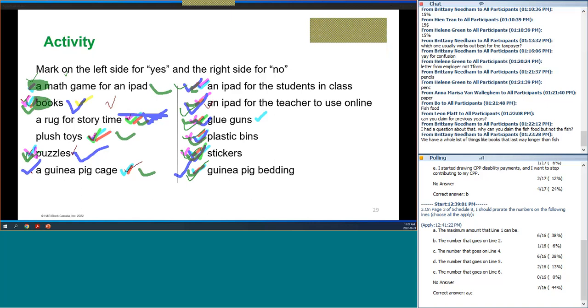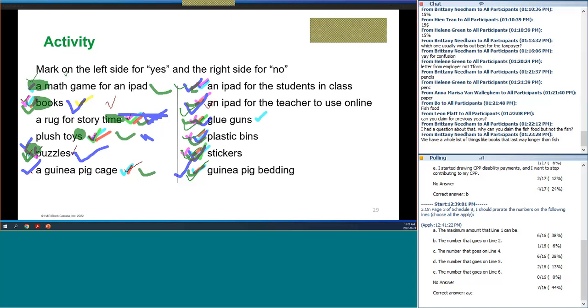A rug for story time. It's not a consumable good. It's not on the list. No. So you all got that one right. If you have a teacher who's decorating with actual furniture, no, can't do it. Plush toys, no. They are not a prescribed good and they're not educational. Puzzles, absolutely yes. Puzzles make people think, they develop motor skills, all kinds of things.